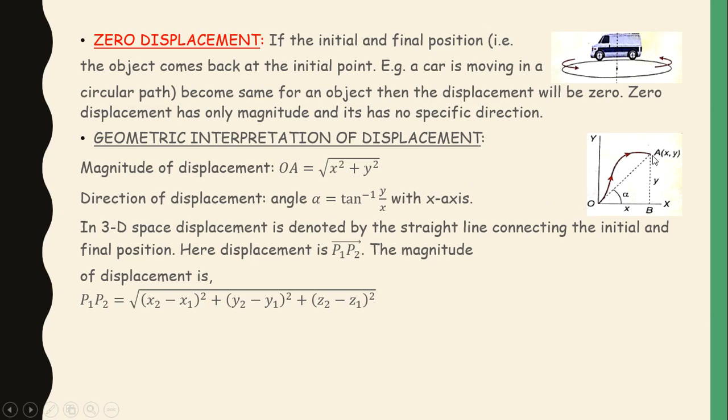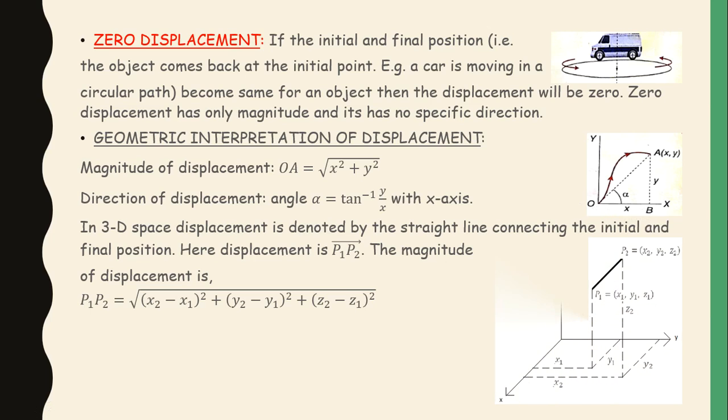We draw a perpendicular from point A to the OX axis, and this perpendicular has a value y, and the perpendicular cuts the OX axis at B, and the distance OB is x. So here we can see that it forms a right angle triangle again. So OA, that is the hypotenuse, is equal to root over of x square plus y square, and the direction of displacement will be angle alpha, that is tan inverse y by x with the x axis.